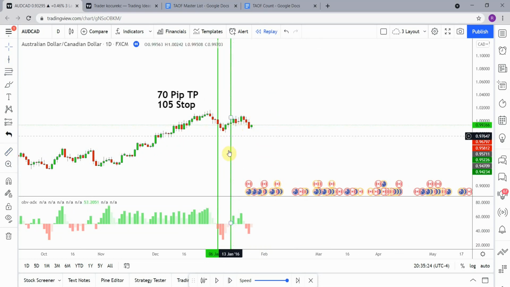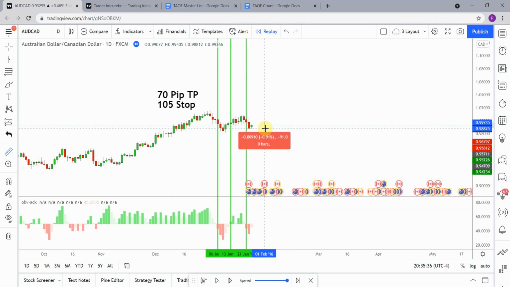We then picked up a signal to the upside there, a long signal, and again got us to take profit. And over here on this side, picked up another short and take profit once again. Let's go ahead and continue on.